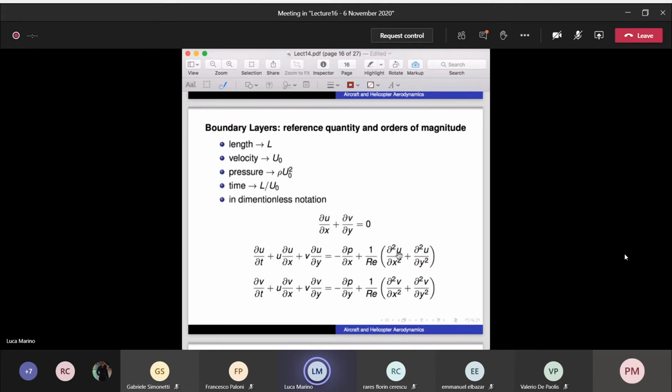Tell me if you can. Can you see what I'm going to show you? Yes, yes. Okay. As you see, I multiply and divide for the same quantity.